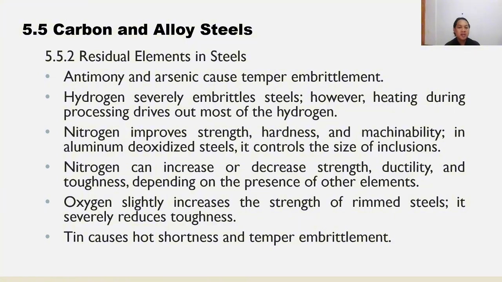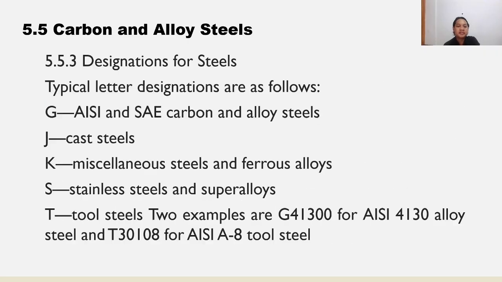Next is residual elements in steels. Antimony and arsenic cause temper embrittlement, hydrogen severely embrittles steels, nitrogen improves strength, hardness, and machinability. Nitrogen can increase or decrease strength, ductility, and toughness depending on the presence of the other elements. Oxygen slightly increases the strength of rimmed steel, and tin causes hot shortness and temper embrittlement.